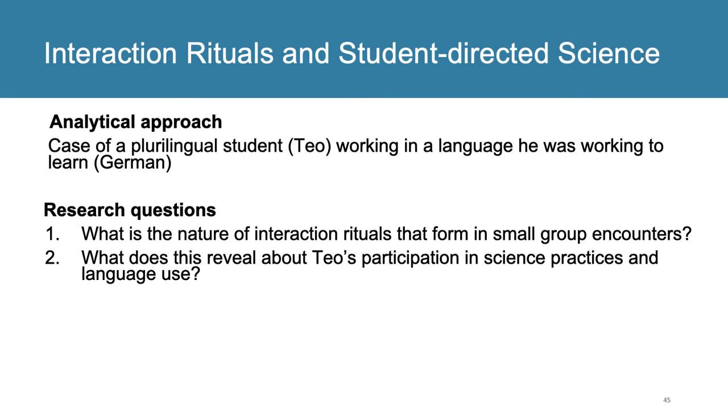So in this classroom, Theo spoke several different national languages out of school and with his family, but in school he was working to learn German and then also to use German when participating in science. We had two main questions that guided the initial research: what is the nature of interaction rituals that formed in small group encounters with Theo? And second, what do these reveal about Theo's participation in science practices and his language use when he was participating in these ways?